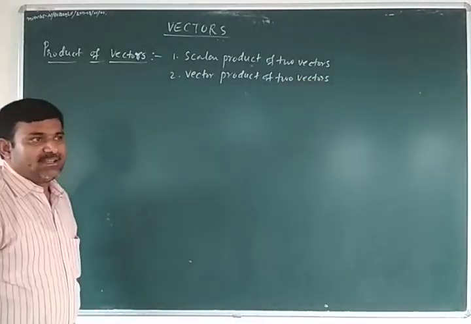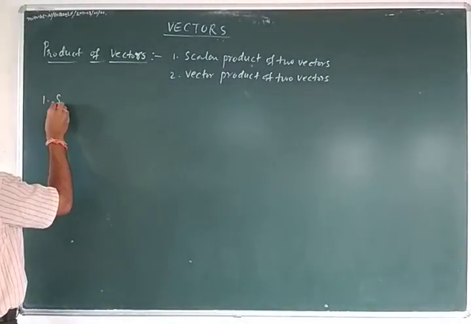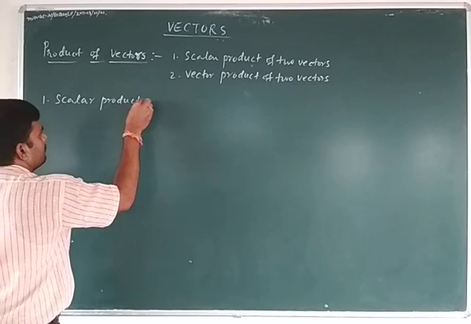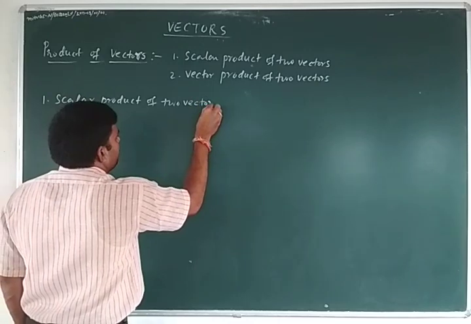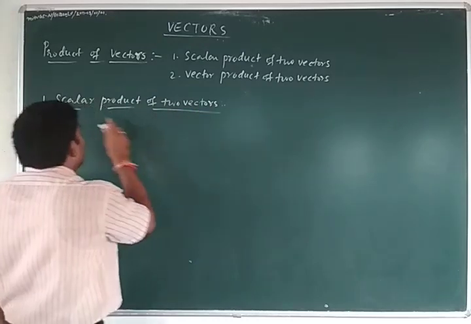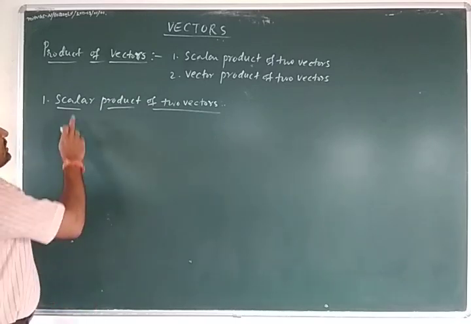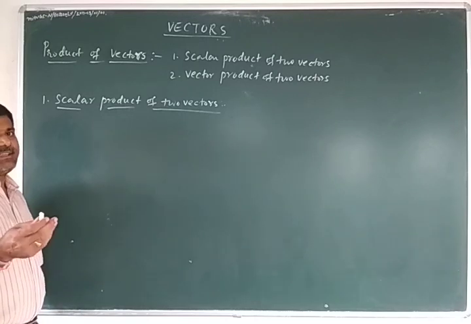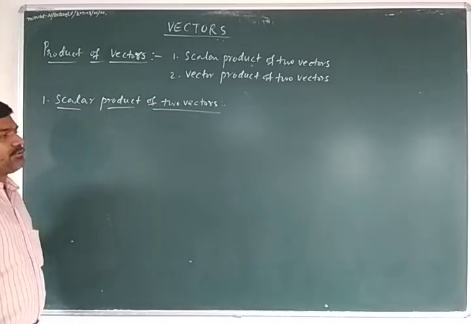Today we are going to discuss the scalar product of two vectors. What is meant by the scalar product of two vectors? Here the name itself tells everything. Scalar is nothing but a numerical number, a physical quantity that only has magnitude. So, the scalar product of two vectors.